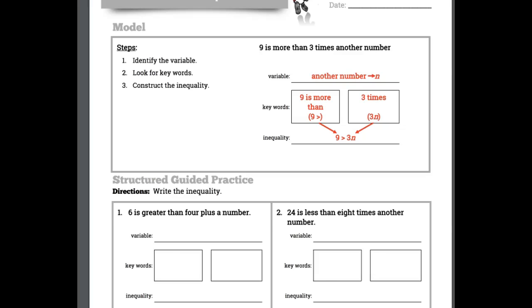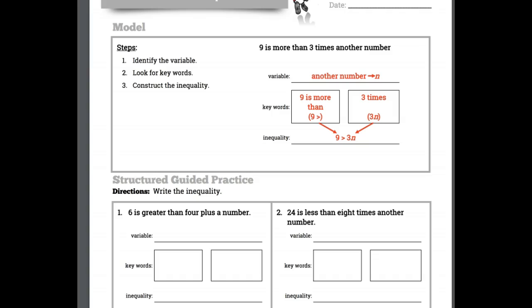Good morning. For math today, you're going to have two different pages. Each page has two sides. And we're going to go through the information that we started on Friday. We're looking at inequalities and writing inequalities.